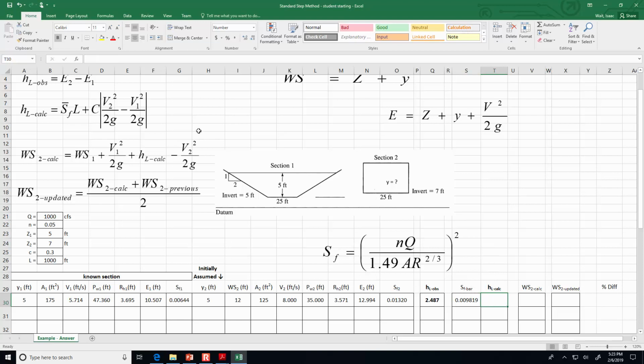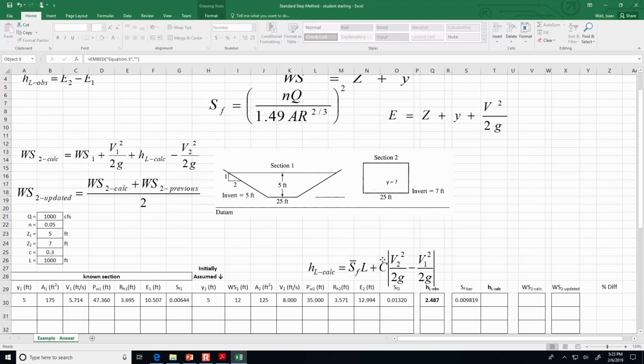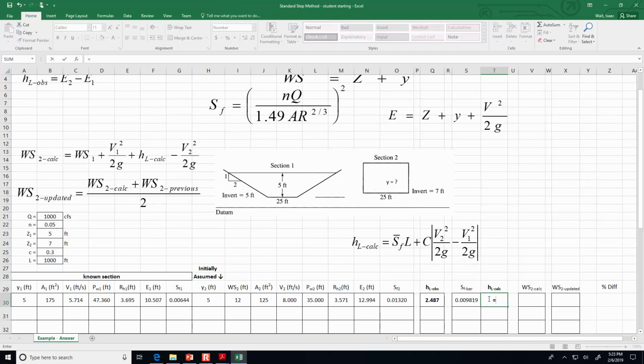Okay, head loss calculated, we use this formula for our calculated head loss. It equals this average slope of the energy grade line that we just determined in the previous step times the distance between the two points. So L is how far apart section 1 and section 2 are. And let's anchor that reference with the dollar sign.